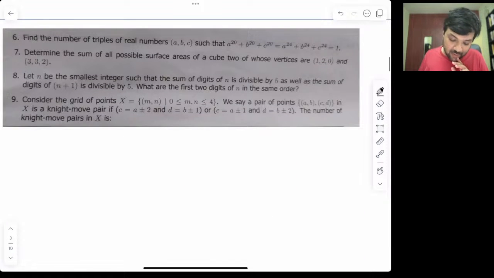Great. Problem number 6. I think hopefully eventually now it starts getting fun. Find the number of triples of real numbers a, b, c so that a power 20 plus b power 20 plus c power 20 is equal to 1, and a power 24 plus b power 24 plus c power 24 is equal to 1. What is this? Find the number of triples of reals.